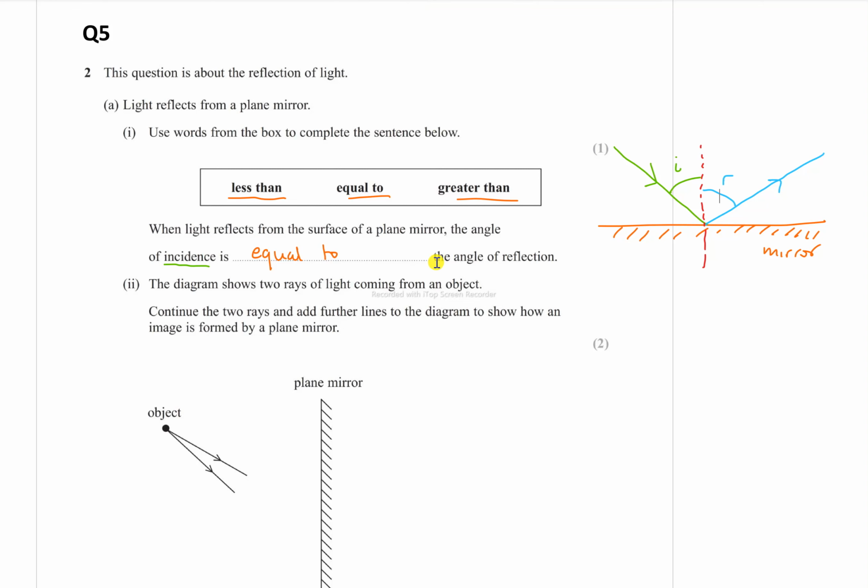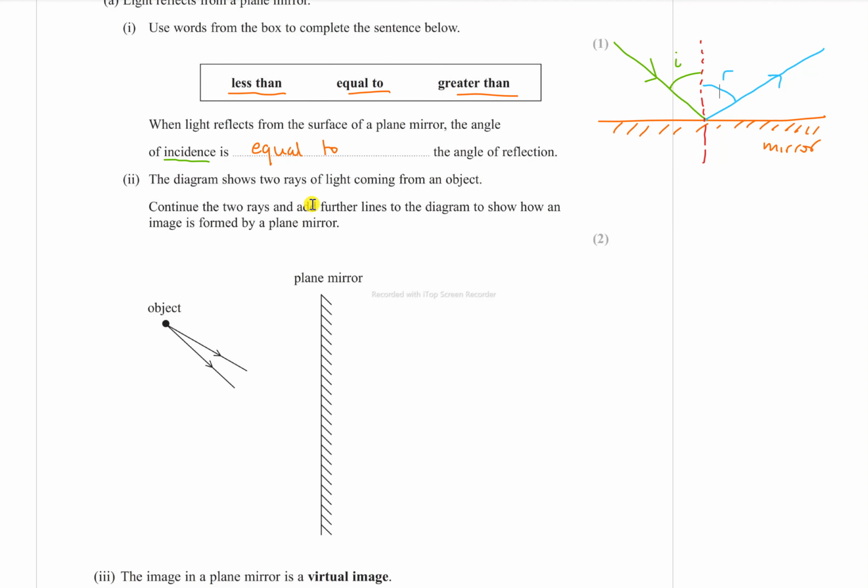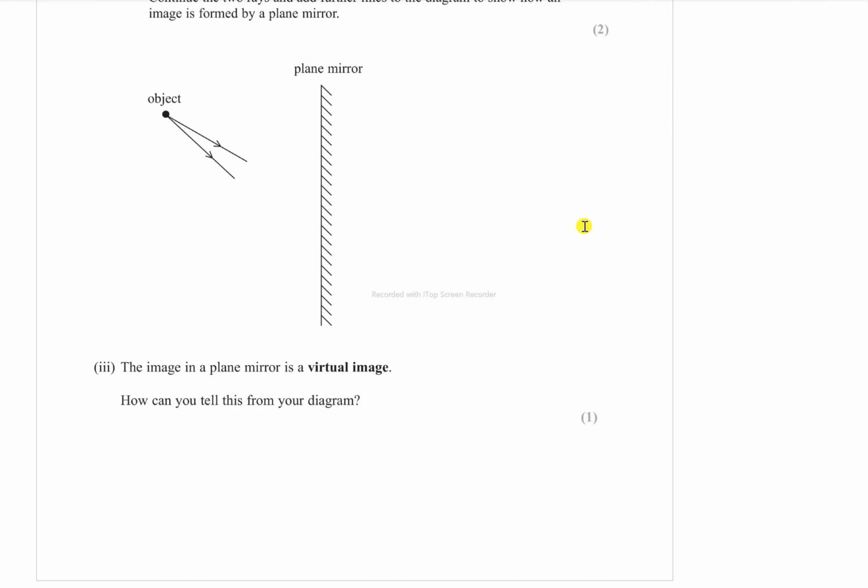Right, okay, let's move on. Right, the diagram shows 2 rays of light coming from an object. Continue the 2 rays and add further lines to the diagram to show how an image is formed with a plane mirror. Oh, right, okay, this is where it gets a bit tricky. How do we do this now? Right, okay, watch this. I'm gonna get a ruler.